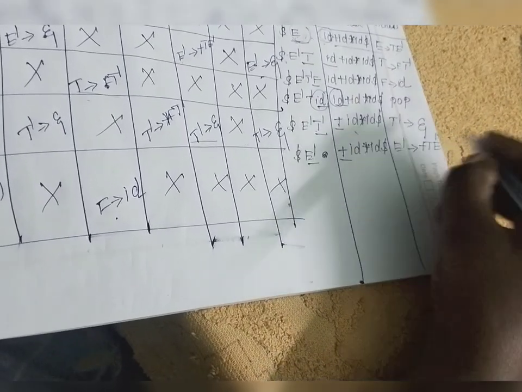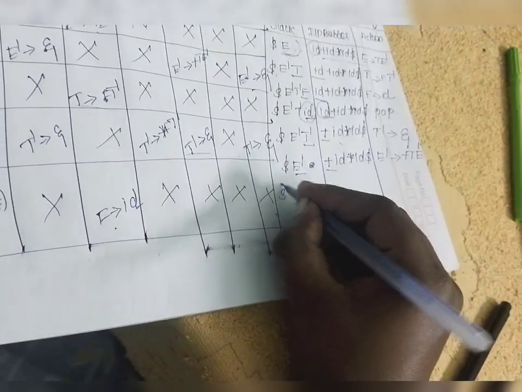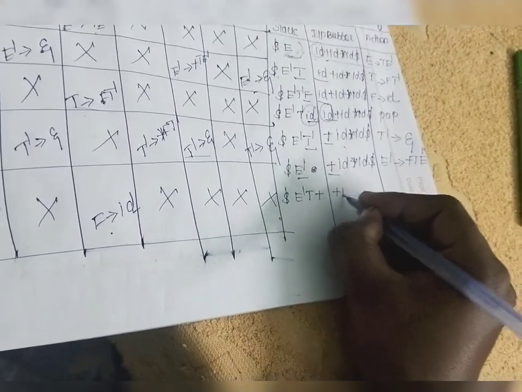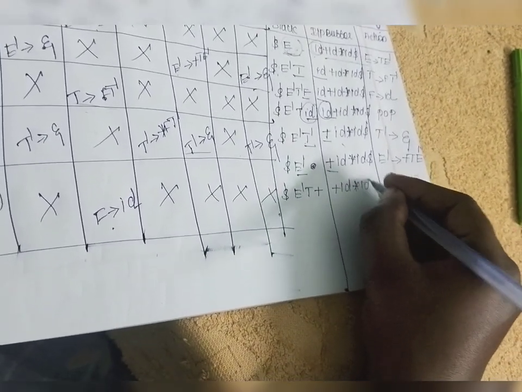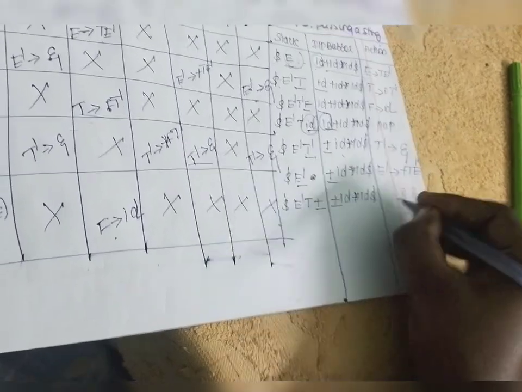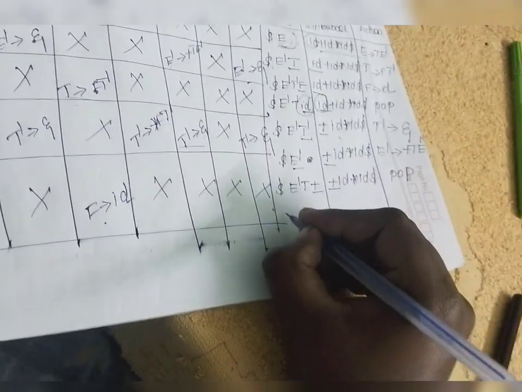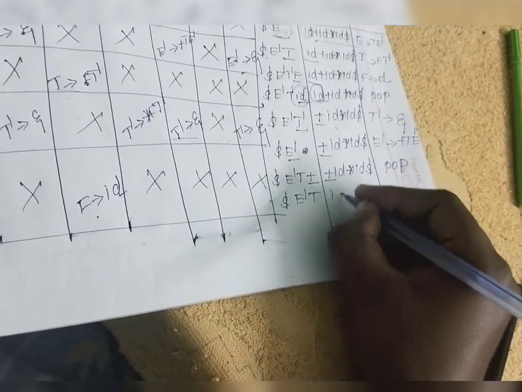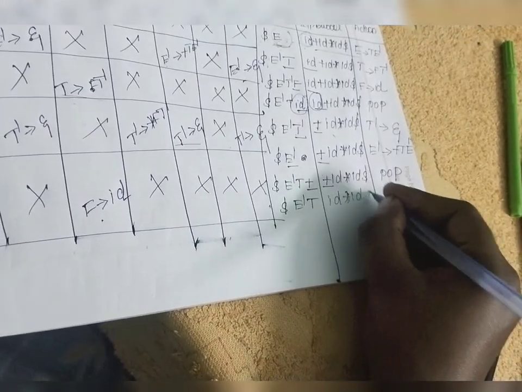If I am filling that, you have to put it in reverse order. So dollar symbol E dash T plus. Here also plus ID star ID dollar symbol. Again plus and plus match, then you have to pop this. Then you can do dollar E dash T. Here also having ID star ID dollar symbol.